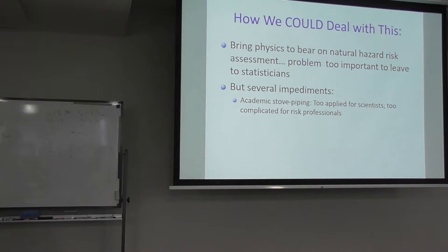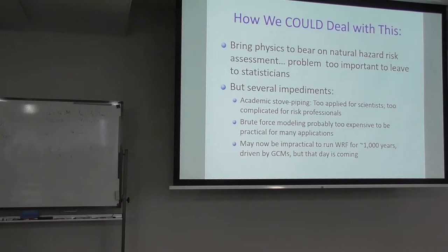I'm going to show you that for many hazards today, and this may change very rapidly, just brute force modeling is perhaps too expensive and impractical for a lot of applications. I'll come back to what I mean by that. So one example is if we wanted to run the WRF model, a hurricane model, for 1,000 years, okay, to get a robust estimate of risk, even if the climate is not changing, we might drive the WRF by boundary conditions provided by GCMs that are run for 1,000 years. It's too expensive to do that now for most applications. That may change, or that is changing very rapidly, but right now it's too expensive.